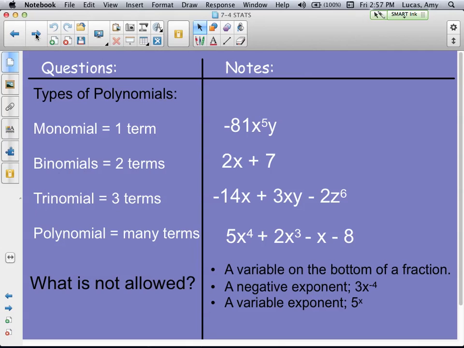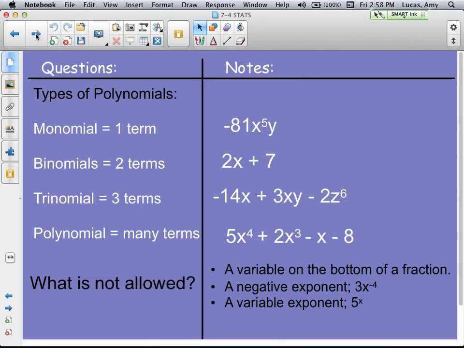Now, what is not allowed in a polynomial? There are three main things. The first is a variable on the bottom of a fraction. The second one is a negative exponent. And the third one is a variable exponent, meaning that the variable is the exponent. Those three things are not allowed. So if you see those three things, it is not a polynomial. So it's not a monomial, not a binomial, not a trinomial. It's not a polynomial at all.